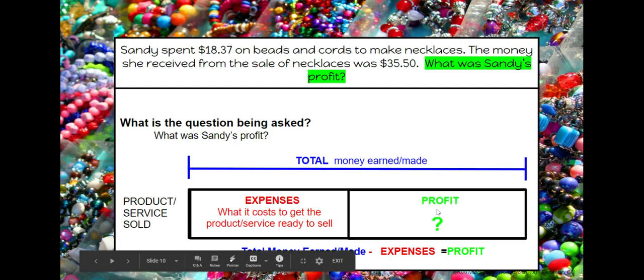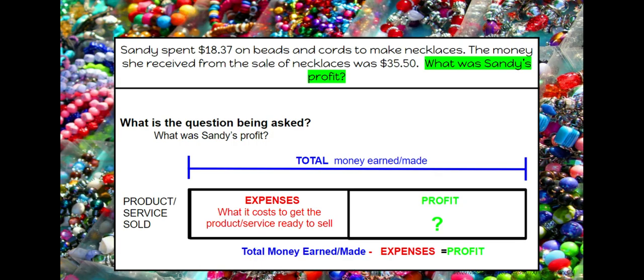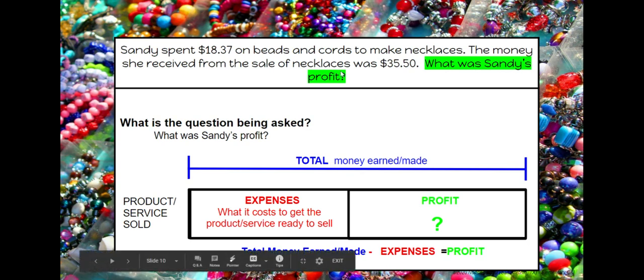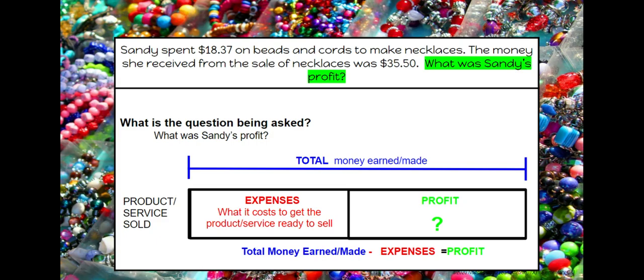If you said no, you are correct. We have to put a question mark because we don't know that. And the question being asked ends with a question mark because you as the student, you have to solve for that. So we're going to put a question mark under profit because we don't know that information. I may know other information, but I don't know the profit.